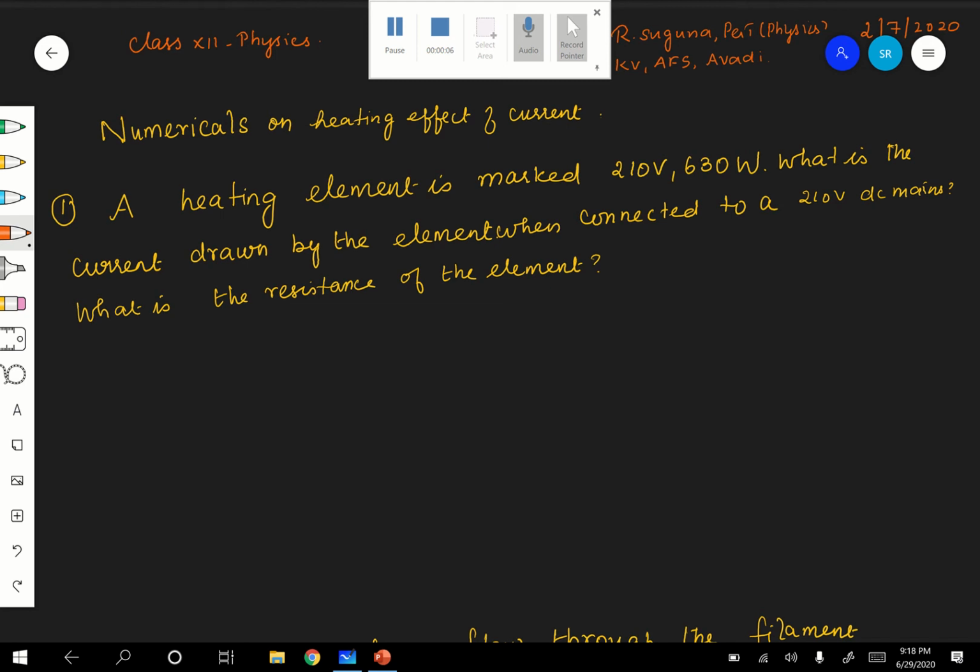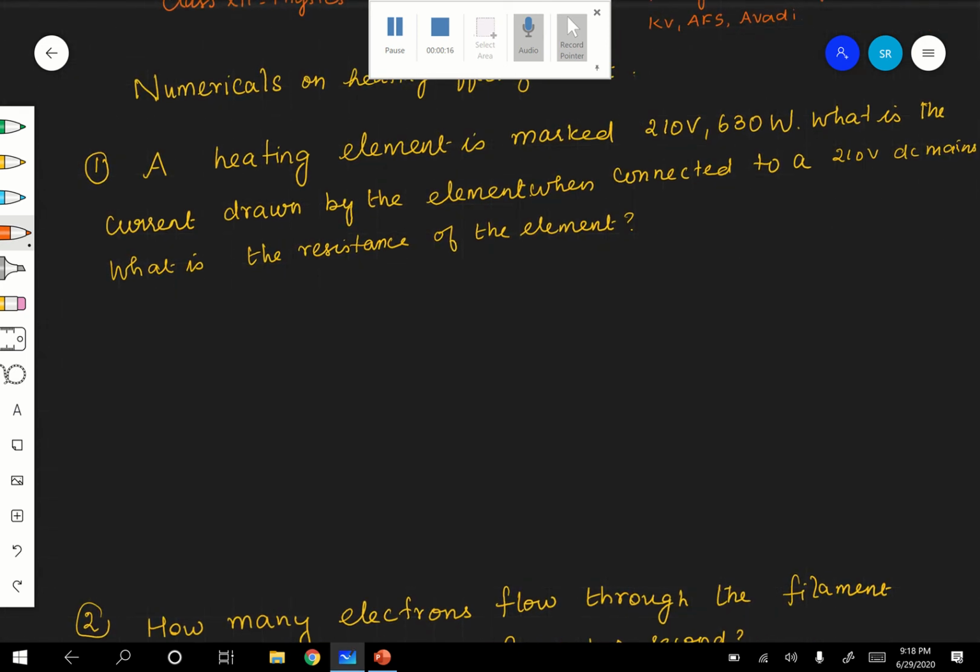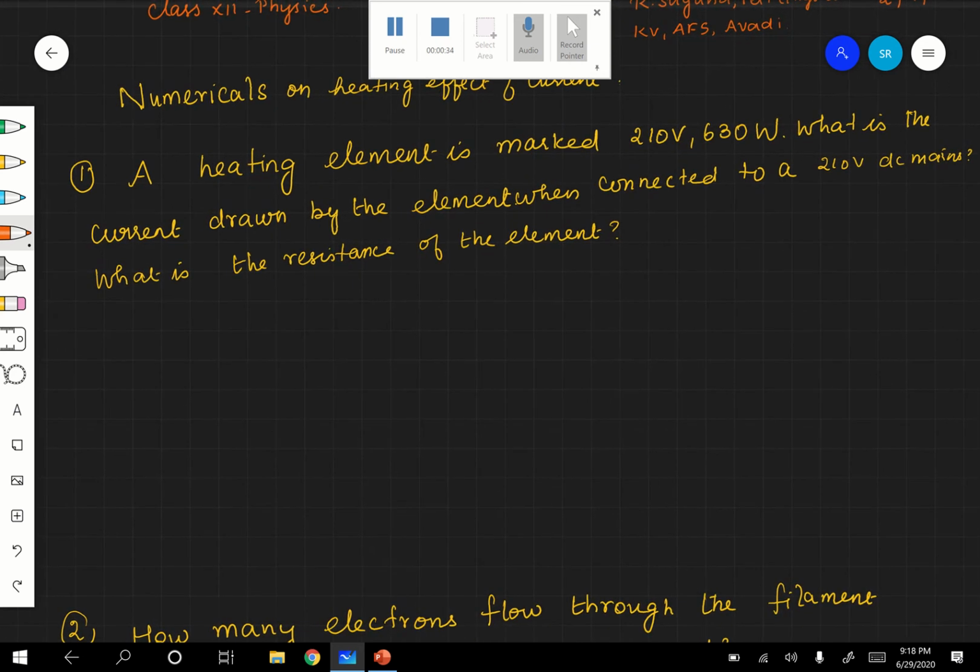Today we are going to solve some numericals on the heating effect of current. Okay, the first question. A heating element is marked 210 volt 630 watt. What is the current drawn by the element when connected to a 210 volt DC mains, and what is the resistance of the element?